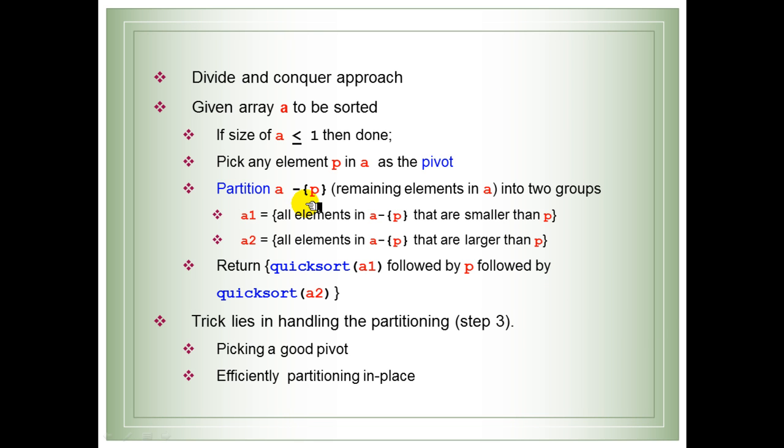So we partition the array into two groups, leaving the pivot element. We call the left array A1, wherein the elements are less than P, and A2 the right array, wherein the elements are greater than the pivot element. So we apply quicksort recursively to the two subarrays A1 and A2 till we get a sorted array. The trick lies in picking a pivot element. So first we have to pick a pivot element.